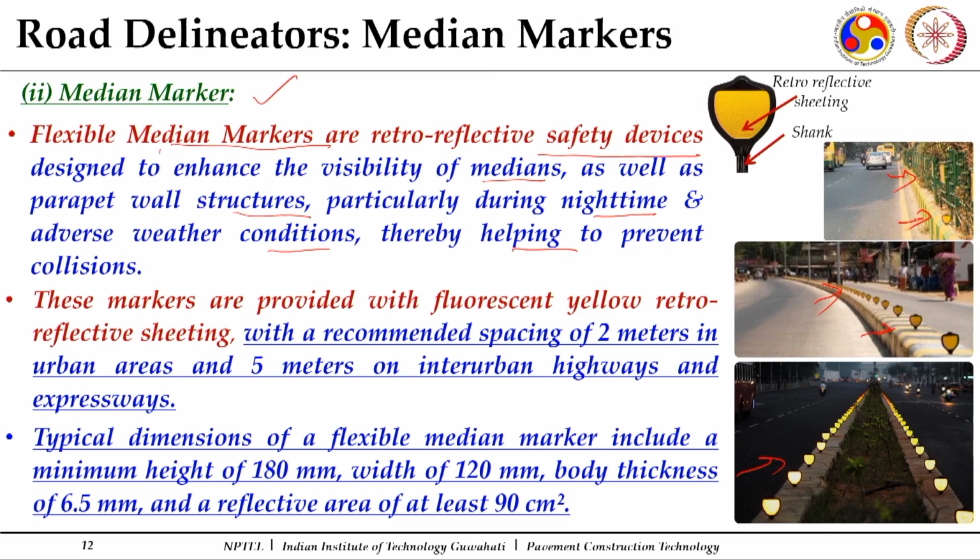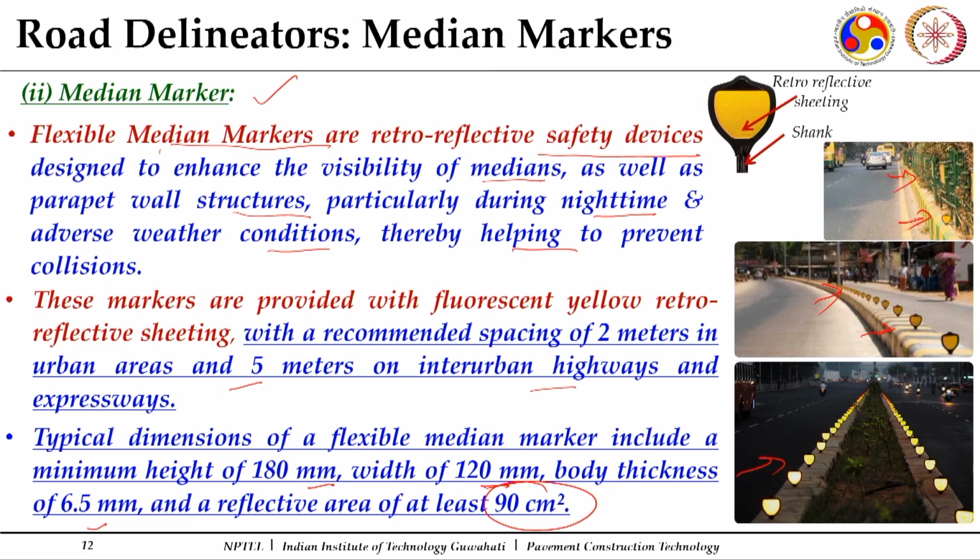The recommended spacing is 2 meters in urban areas and 5 meters on interurban highways. These are typical spacing requirements. A smaller spacing of 2 meters is used in urban areas because the visibility is more challenging there. Now, typical dimensions of a flexible median marker include a minimum height of 180 mm, a width of 120 mm and a body thickness of 6.5, and the reflective area should be minimum 90 centimeter square.